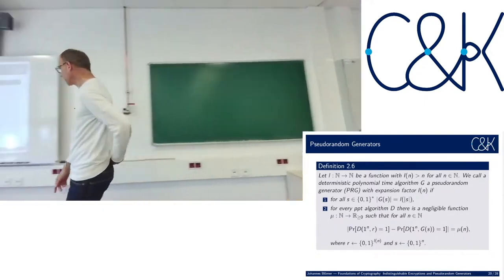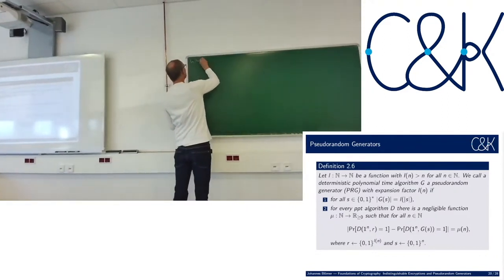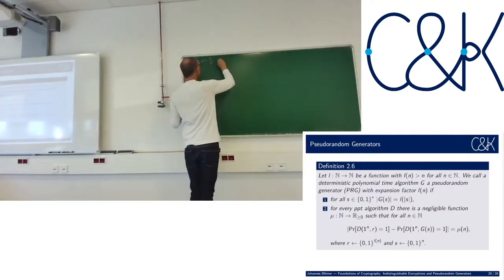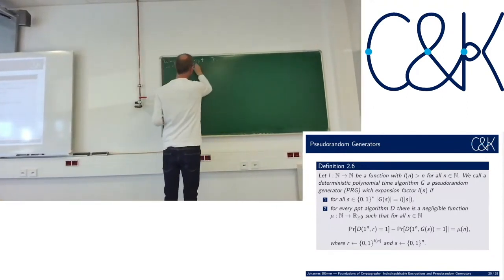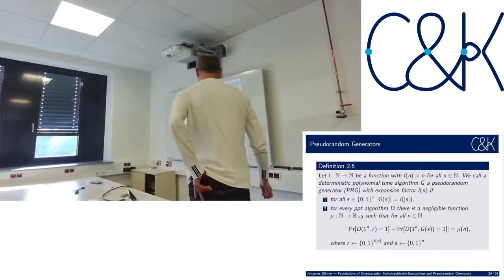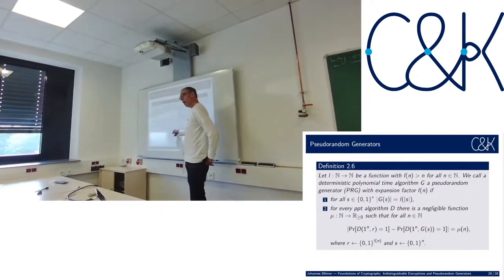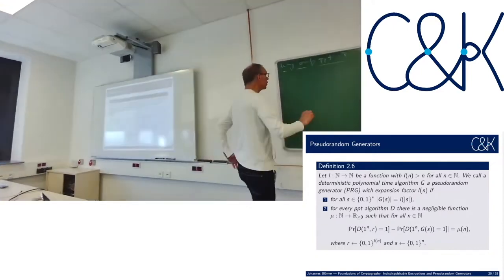Okay, so why only PPT D? I give you now a distinguisher, a D, that has always a large distance, or a large difference, for any G. But it's not polynomial time. It's exponential time. But it can achieve something that's large here. Okay? So G fixed.